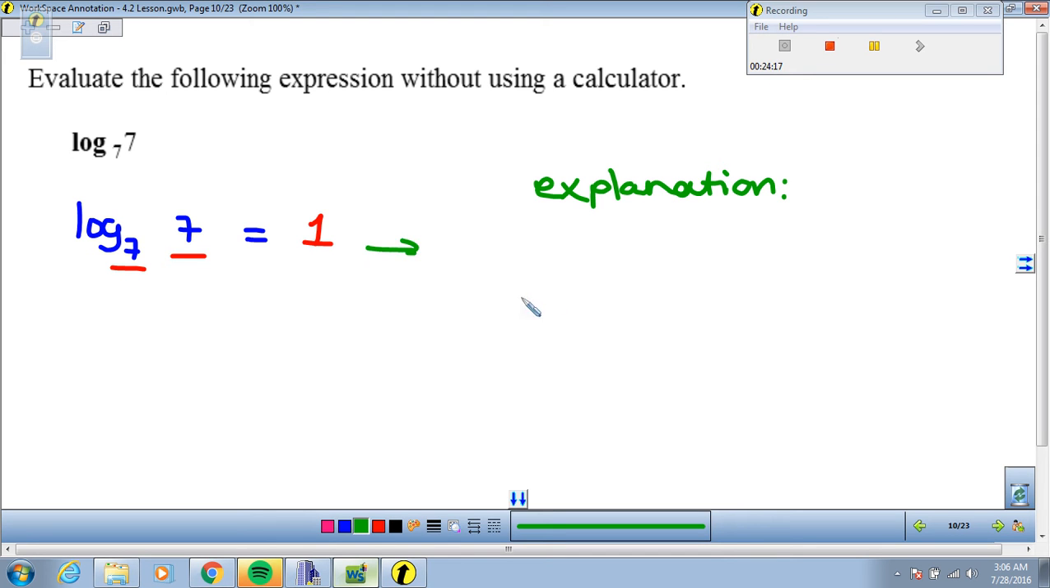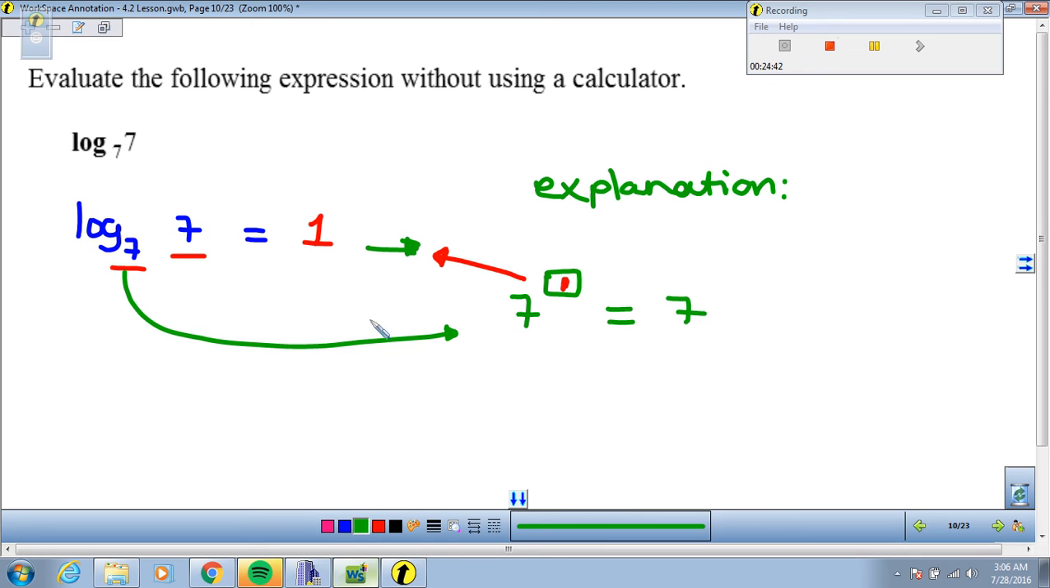Explanation for this. The base, this little number, raised to something has to equal what I have on the x part. Well, what's the exponent that I can see on this 7? What's the exponent that I have even though I cannot see it? Well, it's a 1. So what exponent should I put here? 1. That's why the answer is that.